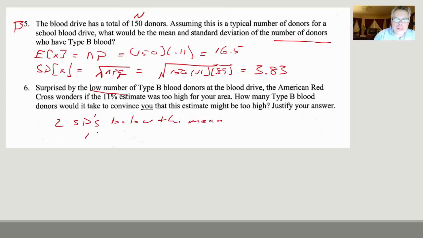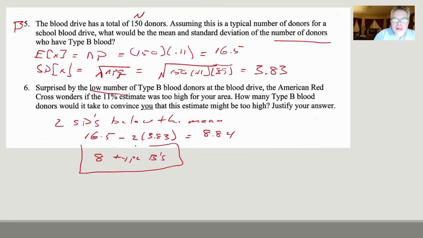Okay, so the mean was 16.5. If we subtract 2 standard deviations, we get a value of 8.84. So I'm going to say 8 type Bs. I'm rounding down because this would make it less than 2 standard deviations. So if we got 8 type Bs one day, that would be unusually low, or anything less than that. That might change our mind that, you know what, our 11% is really too much. It's really got to be lower. Because if it were 11%, this would be a little unlikely.